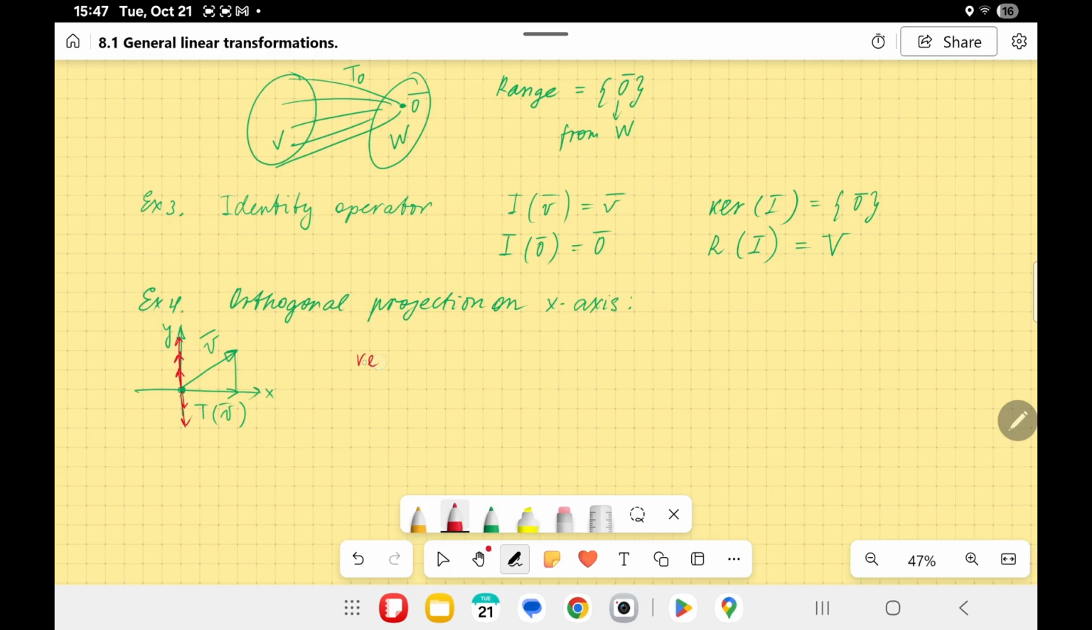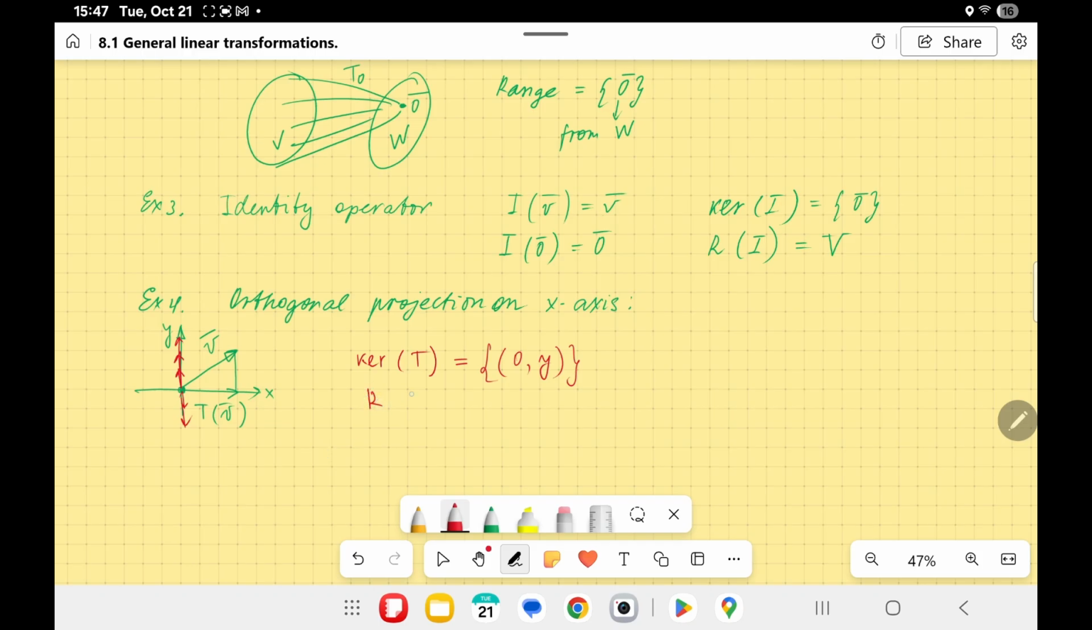So the kernel of this transformation is going to be what? A set of vectors with coordinates (0, y), right? Any vectors of this shape are going to turn eventually by projection into 0.